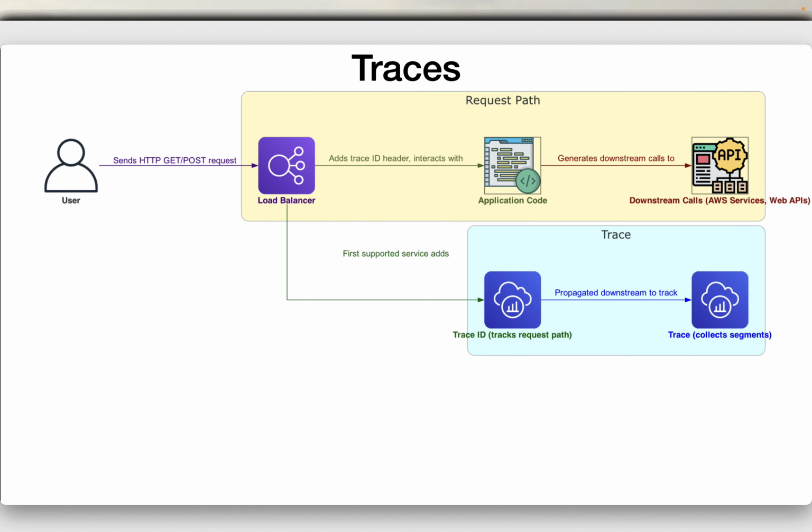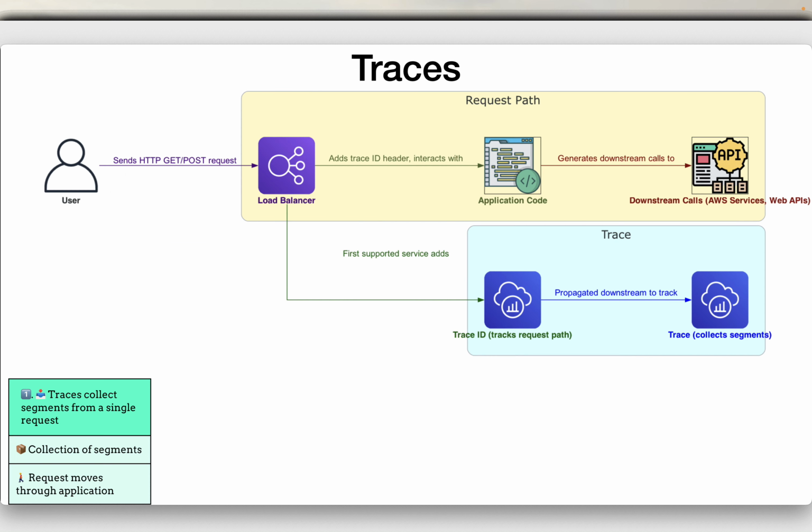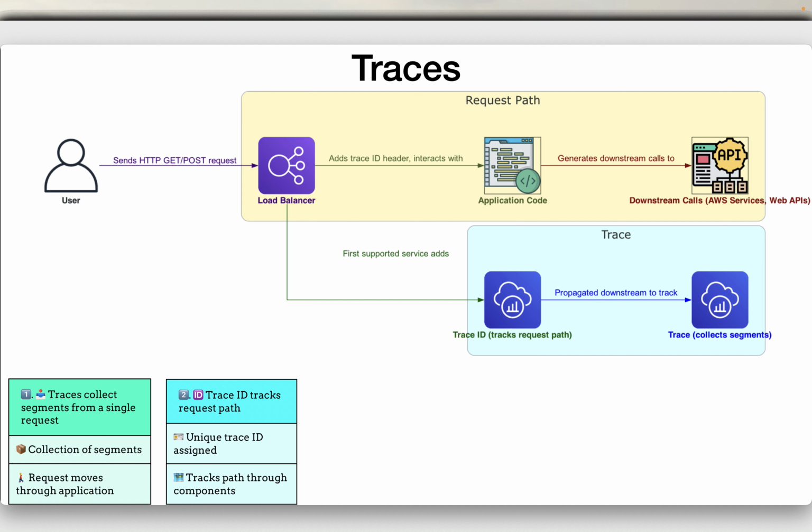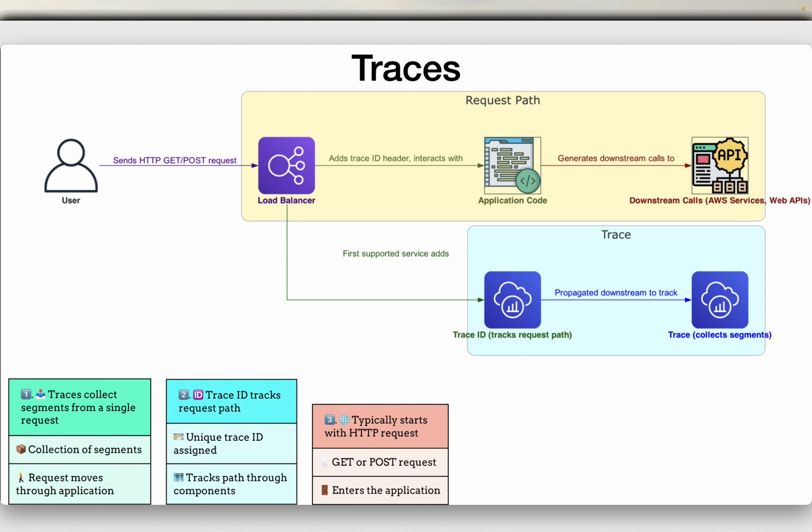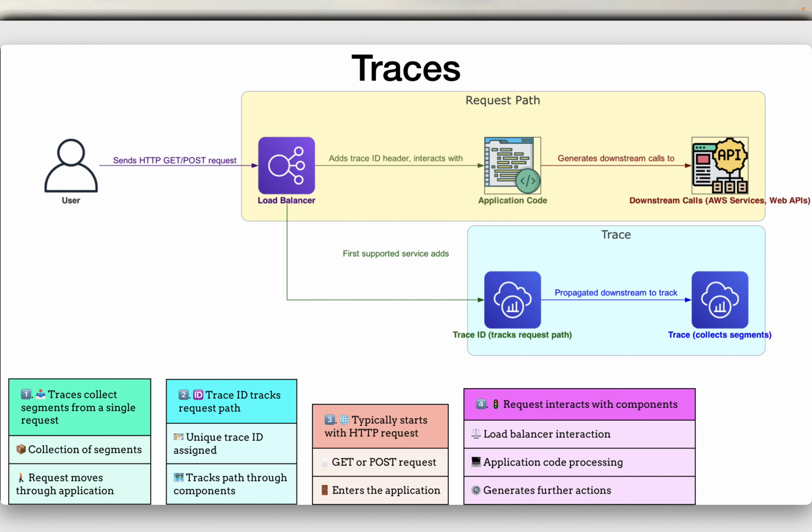Next, I will talk about traces. A trace is a collection of all the segments generated by a single request as it moves through your application. Each trace is assigned a unique trace ID, which is used to track the path of the request as it travels through your application components. Most often, a trace begins with an HTTP GET or POST request that enters your application. The incoming request typically interacts with a load balancer and then your application code, where it is processed and generates further actions.